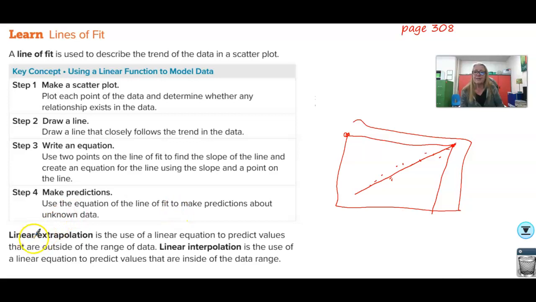Now here's a big one, linear extrapolation. That almost sounds like a form of torture or something. Linear extrapolation is the use of a linear equation to predict values that are outside the range of data. Linear interpolation, I hope I said that right, is the use of a linear equation to predict values that are inside the data range. So extrapolation is, if this kept going, what about in 2050? What's it going to look like? Or if we say, what do we predict 2017 was like, and we find it right in here, that's interpolation.